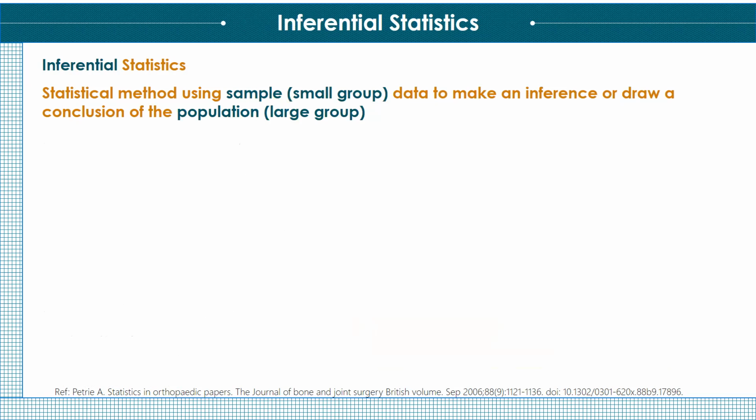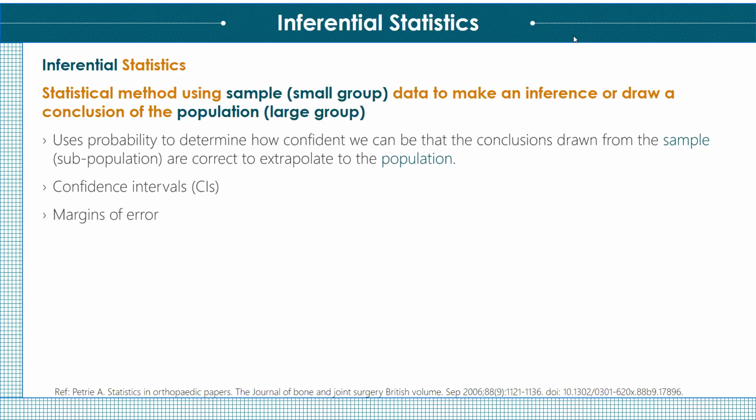What about inferential statistics? This is a statistical method using a sample or a small group to make an inference or to draw a conclusion about the population as a large group. Inferential statistics uses probability to determine how confident we can be that the conclusions drawn from the sample or the subpopulation are correct to extrapolate to the greater population. We use confidence intervals to also report this data, as well as margins of error.